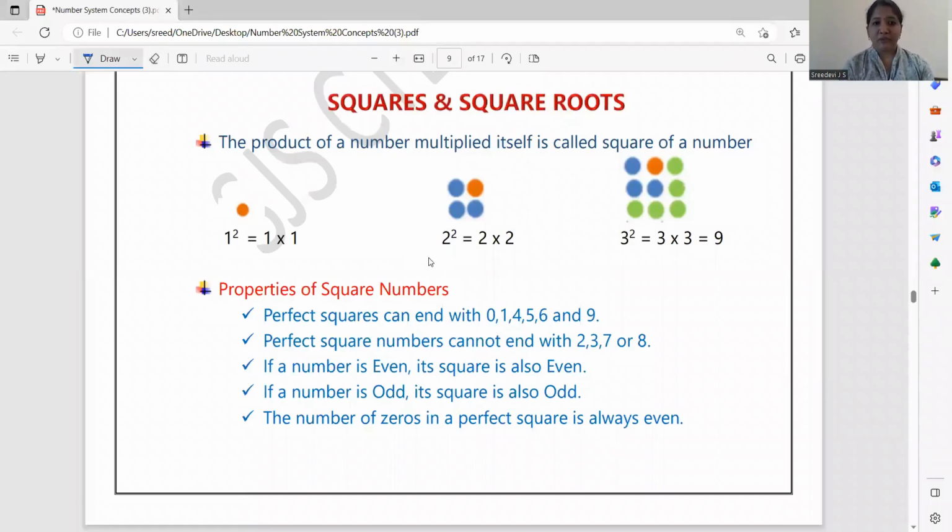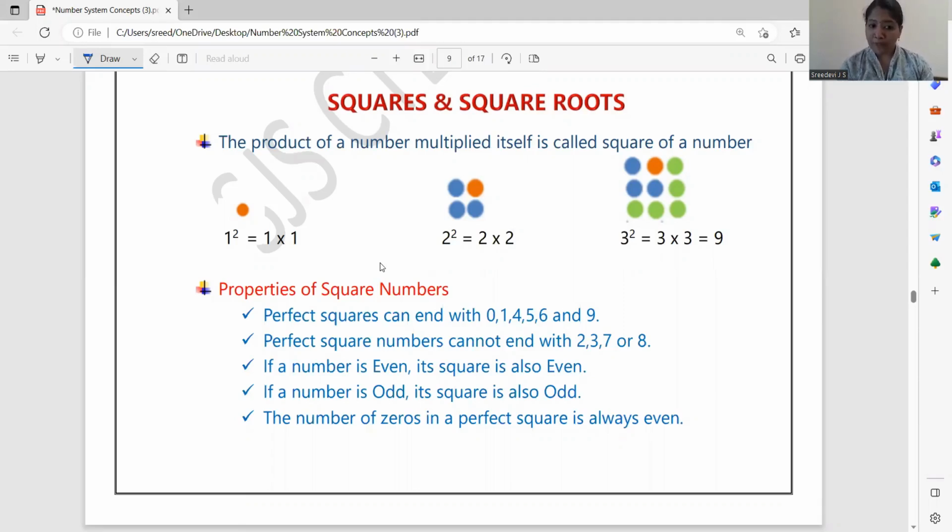Yes. So everyone, as we know, what do you mean by square? Square means the product of a number multiplied by itself is called a square number. For example, what is 1 square? 1 multiplied by 1 is 1 square. 2 square, 2 multiplied by 2. Right? 3 square, 3 multiplied by 3. That is 9. So we know how to find a square number simply.